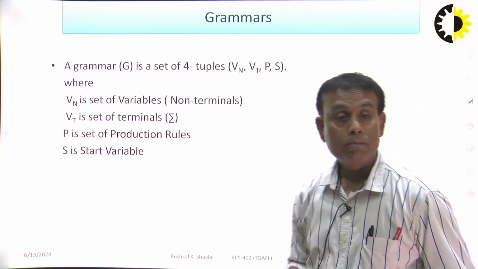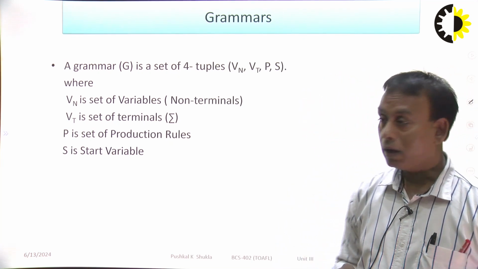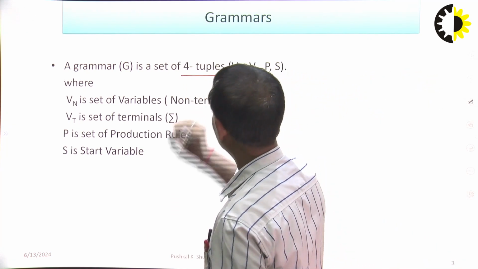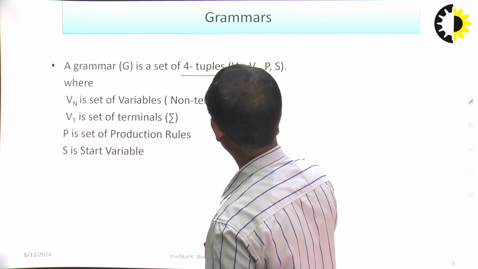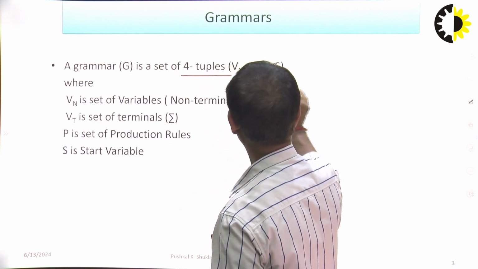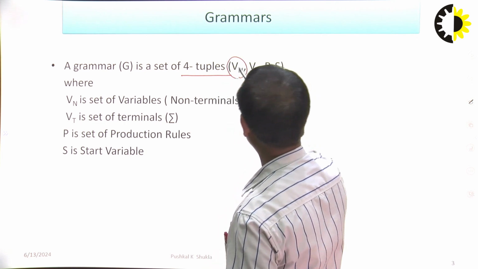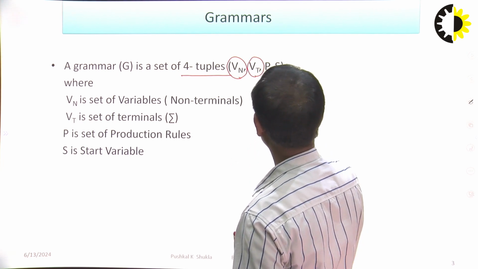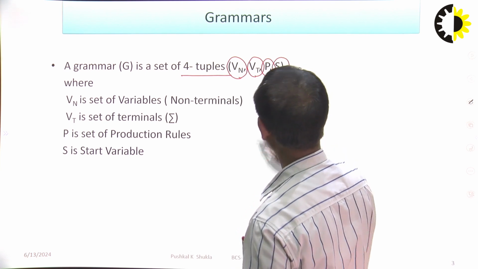Now come to the topic grammar. What is grammar? Grammar is a set of 4 tuples. A grammar G is a set of 4 tuples Vn, Vt, P and S, where Vn is the set of non-terminals, Vt is the set of terminals, P is the production rules and S is the start symbol.